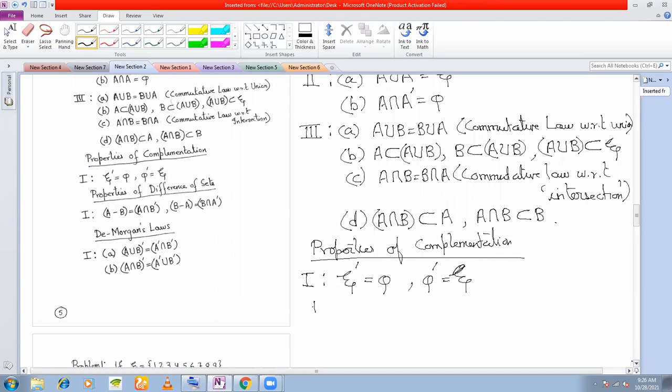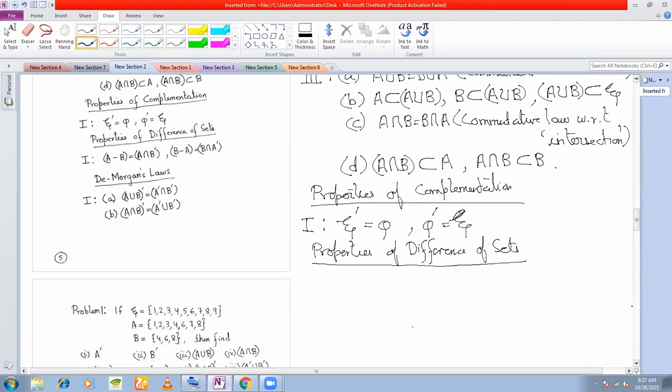Next, properties of difference of sets. So we will do sums from tomorrow. Examples I'll start today itself. Yes, I think from tomorrow only. I'll finish the properties and start problems tomorrow.